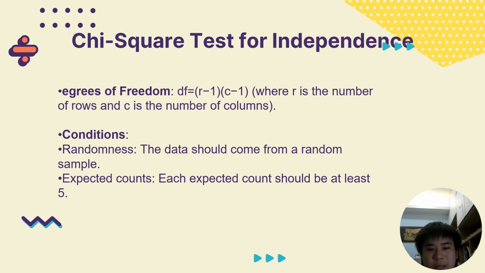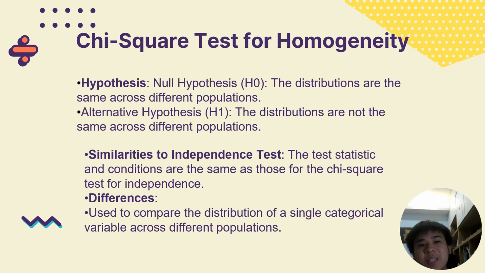Conditions: also randomness and expected counts. Each expected count should be at least 5. We've mentioned conditions like 100 times already. Make sure you do the condition test. Okay, last but not least, chi-square test for homogeneity.